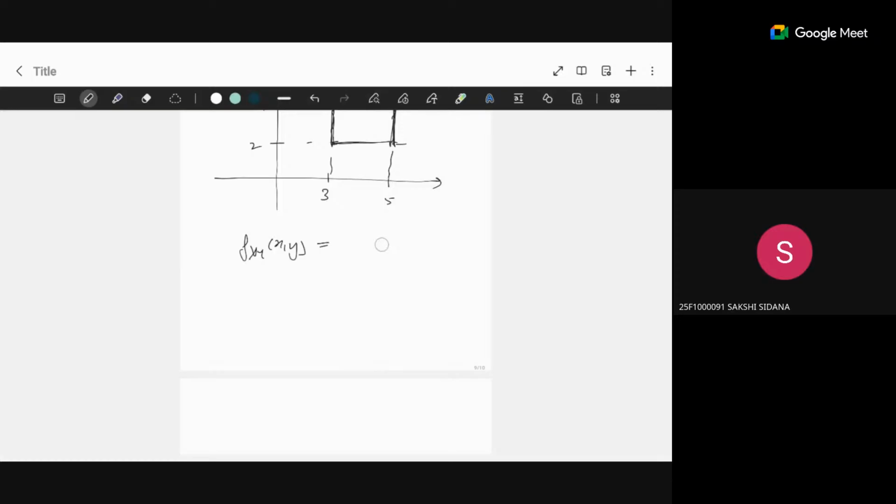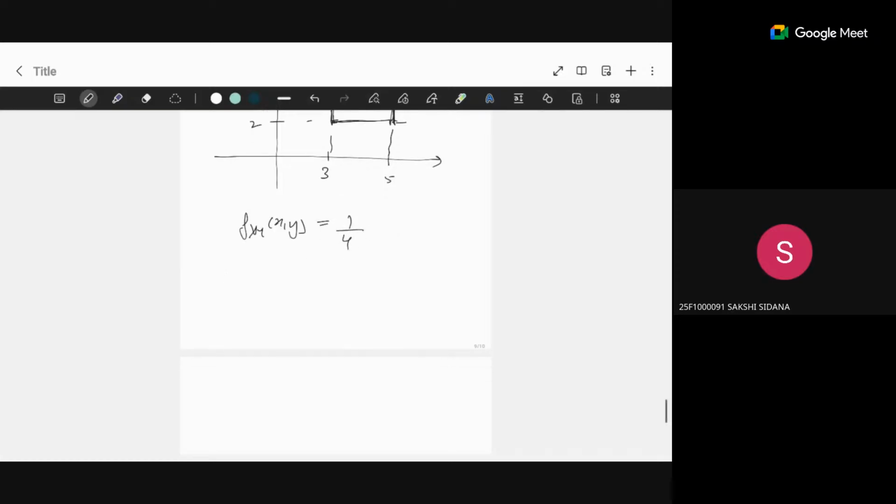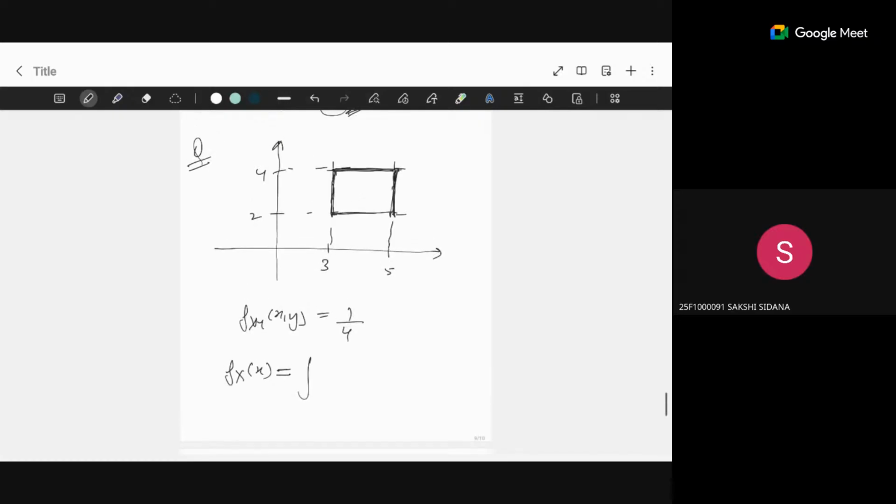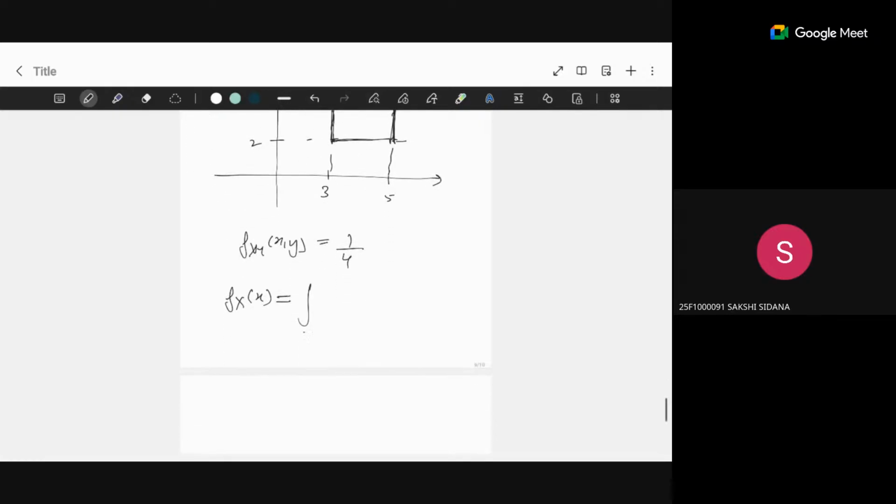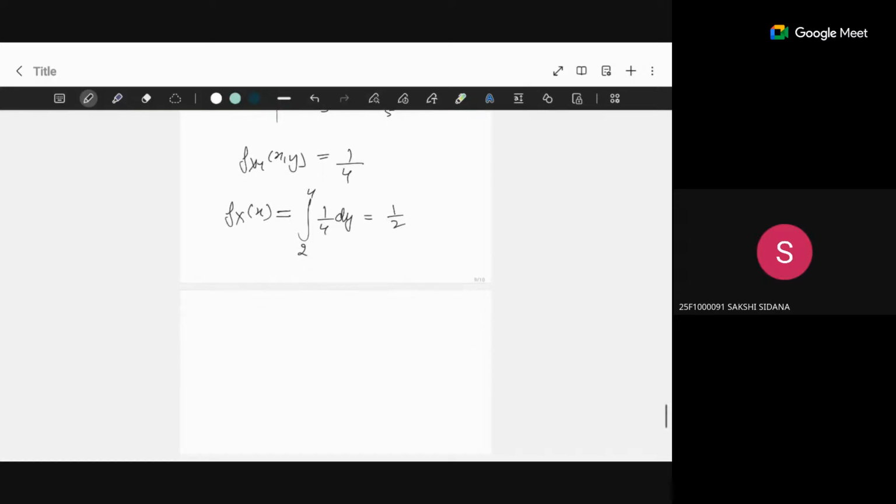Ma'am, here it should be 1 by 4. Ah, 4. Okay, okay. 1 by 4. Now, what is my marginal distribution of x? I will be integrating it with respect to y. My y is going from 2 to 4, so this will be the integral from 2 to 4 of 1 by 4 dy, which is 2 by 4, 1 by 2. Correct? And similarly, f of y will be the integral from 3 to 5 of 1 by 4 dx, which is 1 by 2 as well.